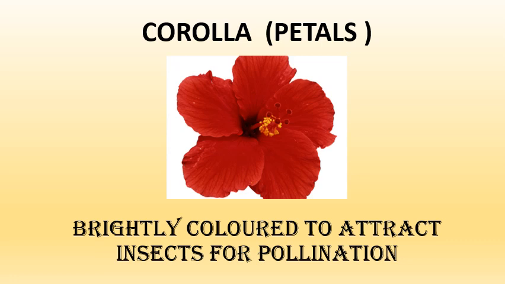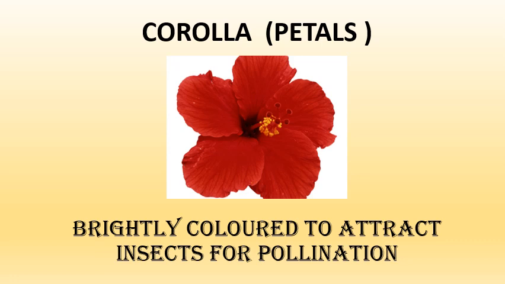The most attractive and brightly colored parts of the flower are the petals, which make up the second whorl of the flower called corolla. The shape and size of the petals varies from species to species. The main function performed by petals is to attract the insects for pollination.